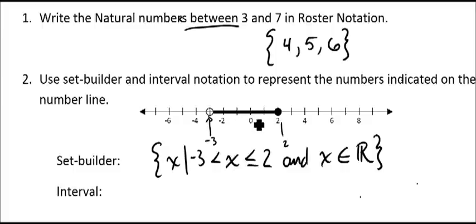Interval notation, again, we are not including this endpoint, so I use the curved parenthesis. No, it's not 2, it's starting at -3, sorry. So it's curved and we're starting at -3, and we're going all the way up to and including this endpoint at 2. So here's our set builder notation and our interval notation.